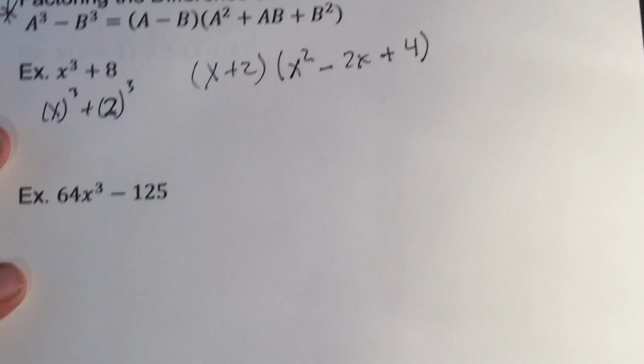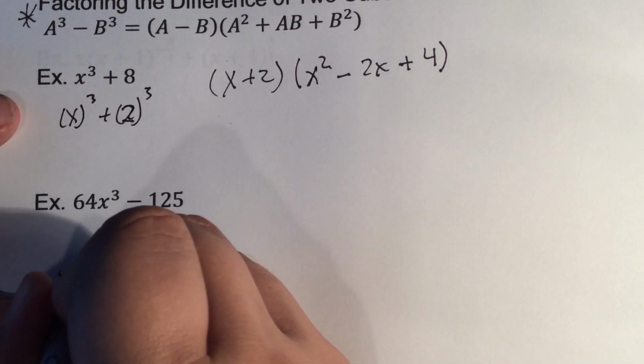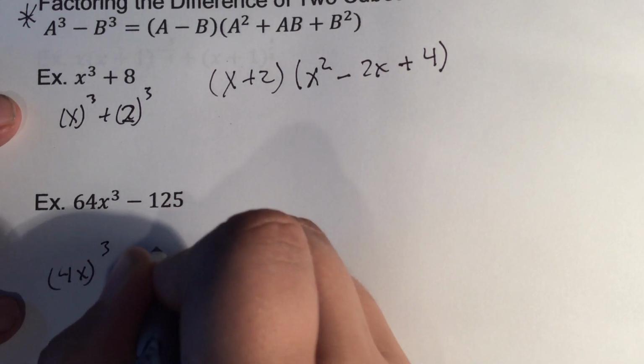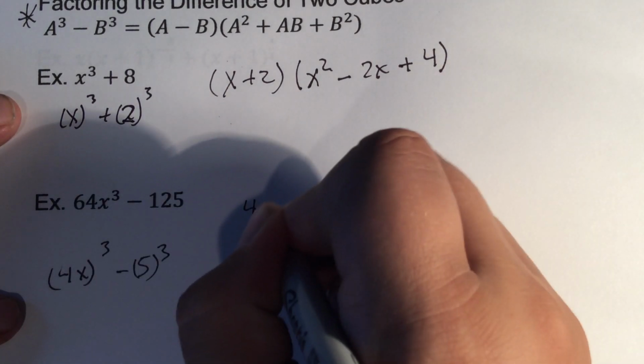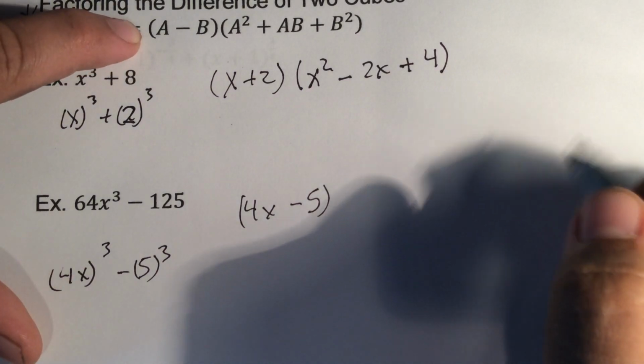So here, now we're a difference of cubes. Really what's being cubed here is 4x is being cubed and 5 is being cubed. So when I write this out, I go 4x minus 5, following this formula.